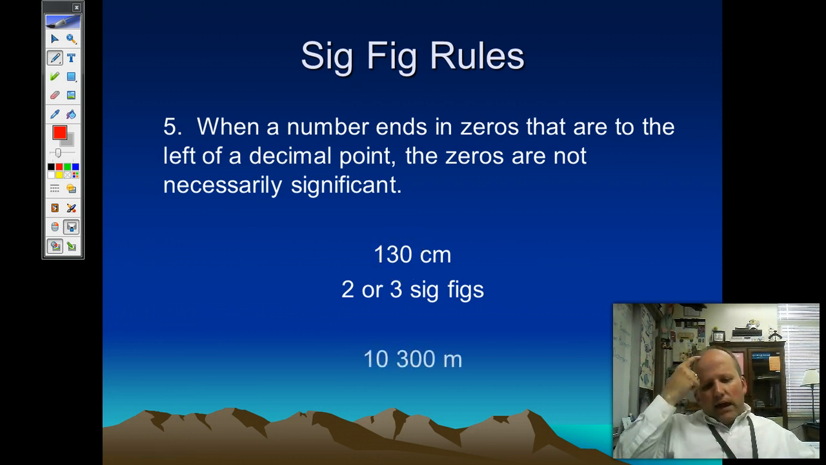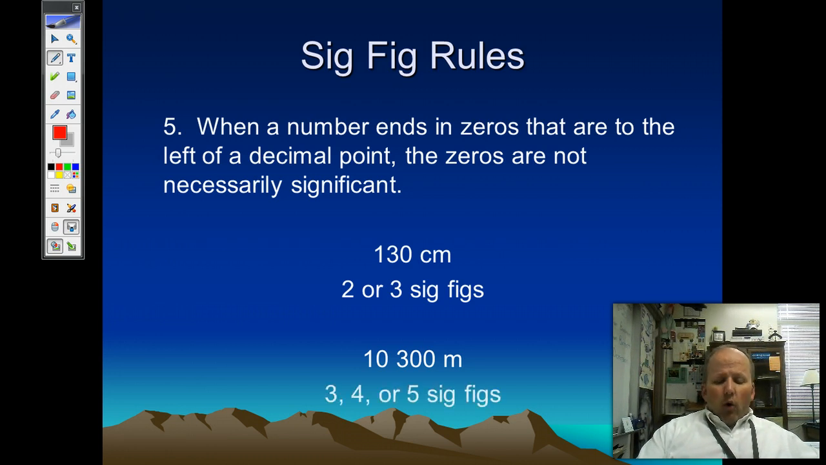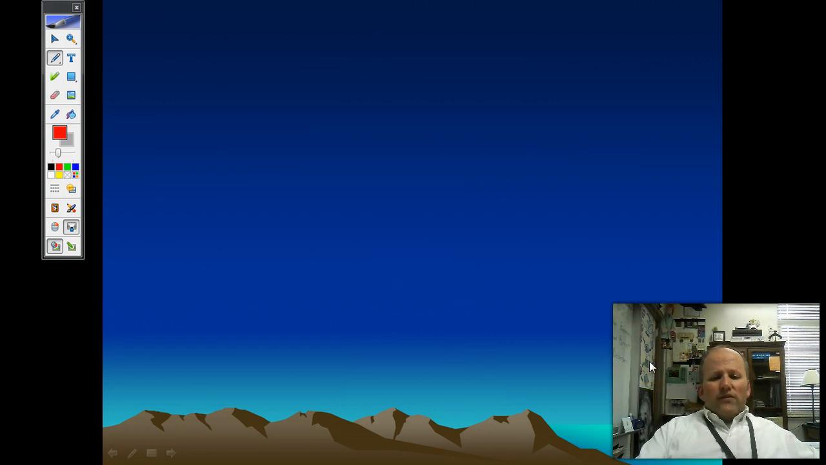The next one, 10,300 meters. How many sig figs does that have? Well, the 1 and the 3, the 0 between, but what about those zeros at the end? Maybe, maybe not. The answer, 3, 4, or 5. We don't really know. Did they do a good job up to the 100? Or did they do a good job up to the 10? Or did they do a good job all the way to the 1? We don't know what they meant. Well, we've got to know what they mean.